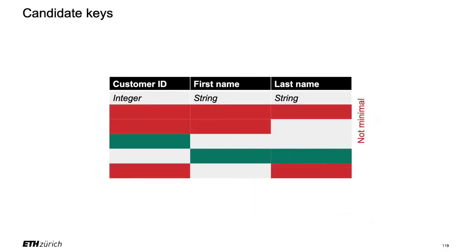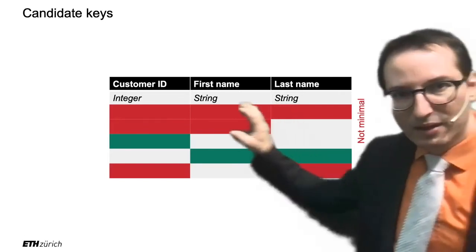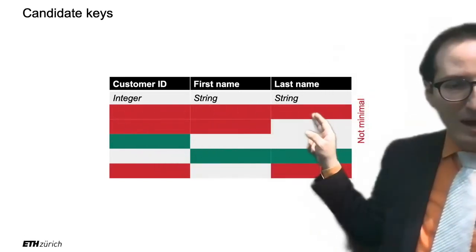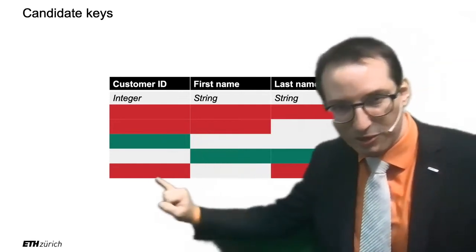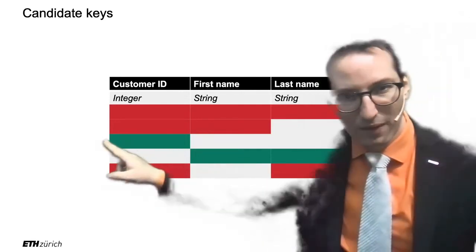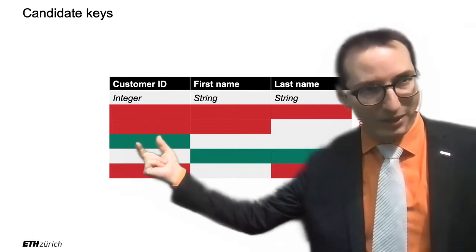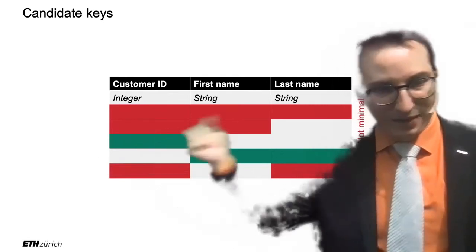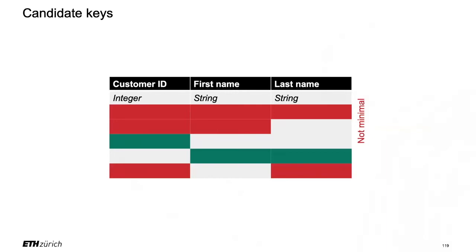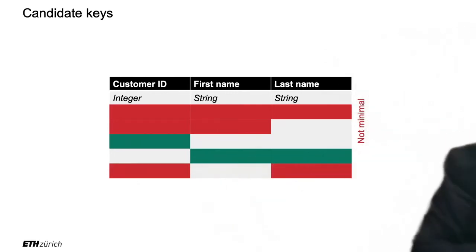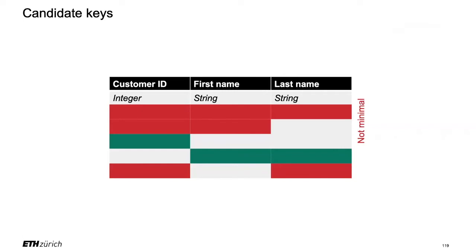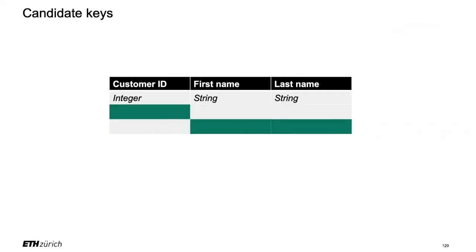Okay. Now, the 3 together are not minimal. Customer ID, first name is not minimal. Customer ID, last name is not minimal, because customer ID is the minimal one, right? So customer ID is a candidate key, and first name together with last name is also a candidate key. Okay, so these are the 2 that we are going to keep, right? We have 2 candidate keys, the customer ID that identifies the whole tuple, and the first name and last name that identifies the whole tuple.